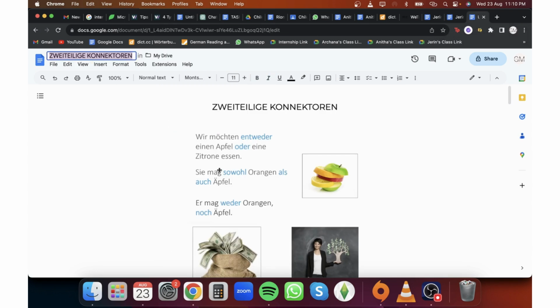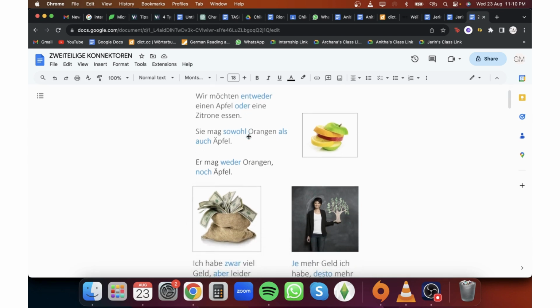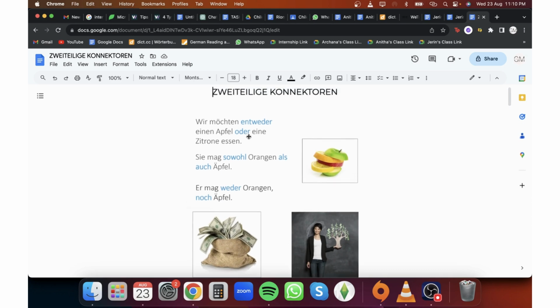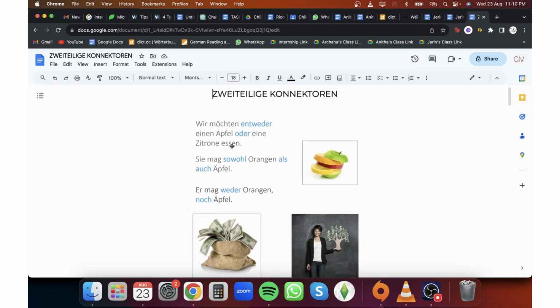Okay, so we're going to be doing Zweiteilige Konnektoren today, which are two-part connectors. So these are also connectors, but two-part. All right. So here, what do I mean by two-part connectors? Either or, neither nor. All right.